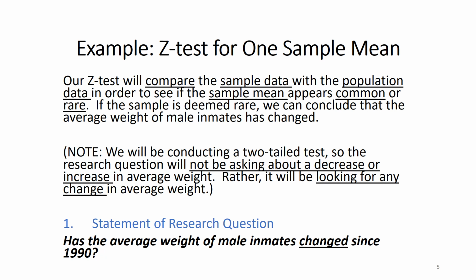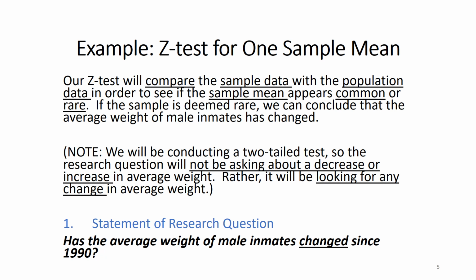All right, so the first thing we start off with in any hypothesis test is the statement of the research question. So our Z-test will compare the sample data with the population data in order to see if the sample mean appears, as we've used all the way along, common or rare. If the sample is deemed rare, we can conclude that the average weight of male inmates has changed. So why do we want to do that? Well, we want to know whether or not our sample data is rare enough that we say, oh, something has changed. This doesn't appear to be a common sample that would have originated from that same population.